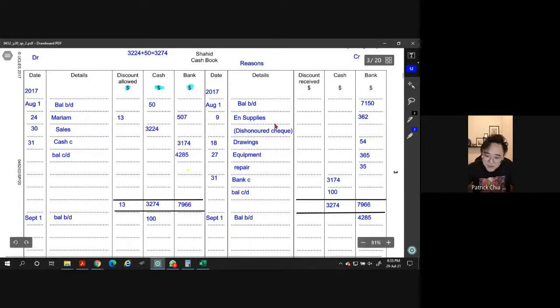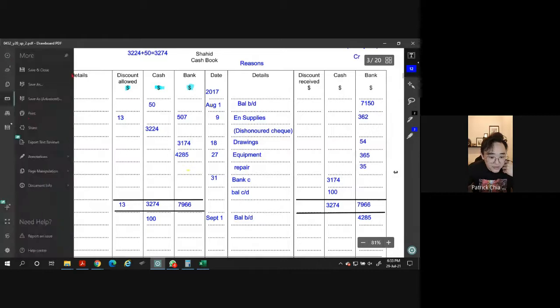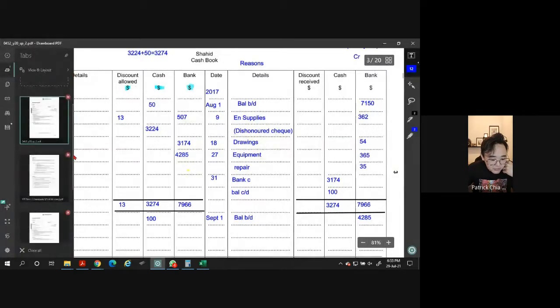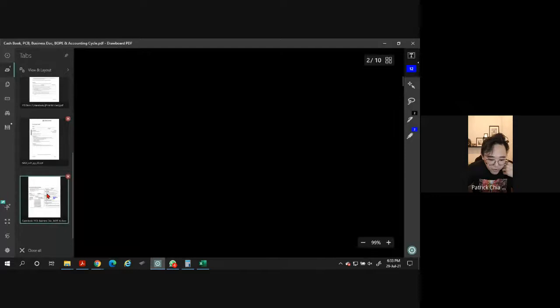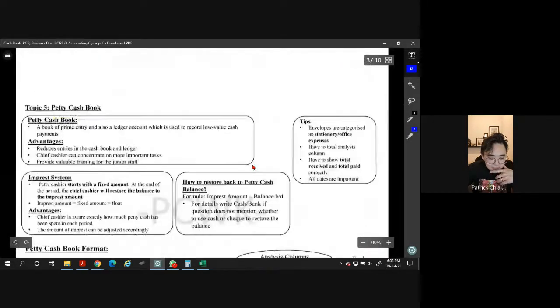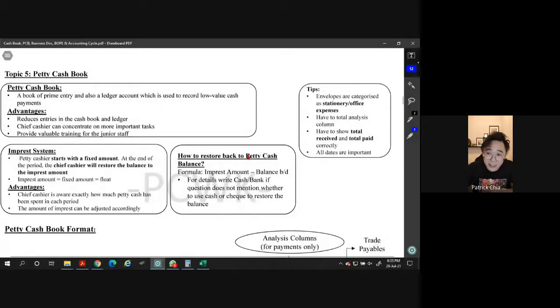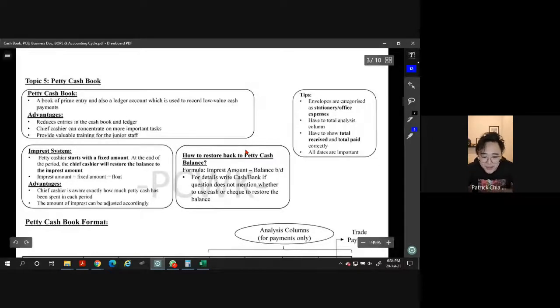So for the petty cash book part, where is it? Sorry. The petty cash book is also quite easy. So I will just go with the tips so that it's a bit faster. Later cannot cover everything. All right, so for petty cash book, the advantages and all these things you read yourself. Okay, what is a petty cash book? What is it for? So these are all for small amount, small payment amount.